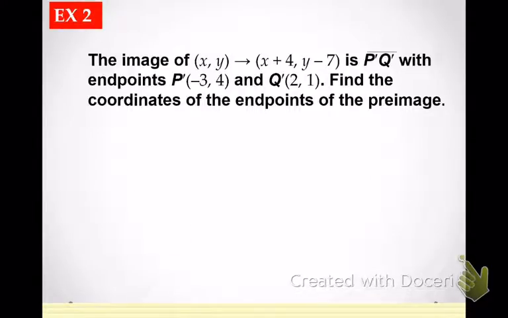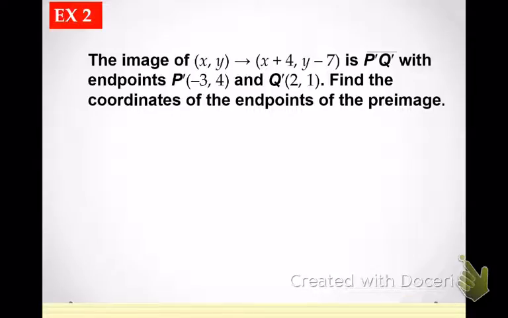Okay. Now, the image of xy, with the translation of x plus 4, y minus 7, so this time we know the result, p prime, q prime, with endpoints p prime, negative 3, 4, and q prime, 2, 1. Find the endpoints of the pre-image. How could we do this? What would we do with this translation? What am I going to do to this x value if I want to find the pre-image?